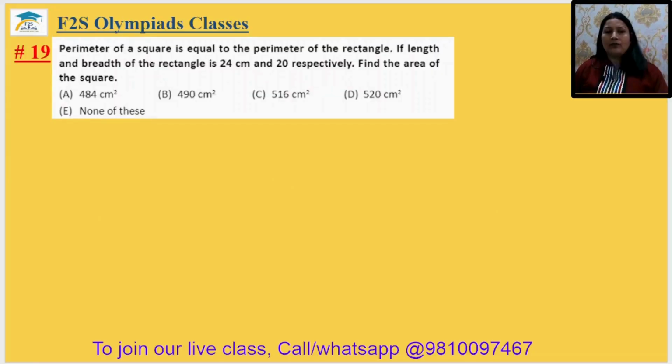Question number 19. Perimeter of a square is equal to the perimeter of the rectangle. If length and breadth of the rectangle is this, find the area of the square. Okay. So first find the perimeter of rectangle. This is your 2 into L plus B.